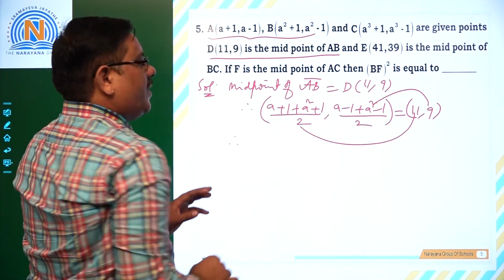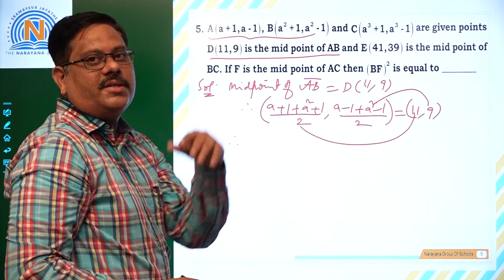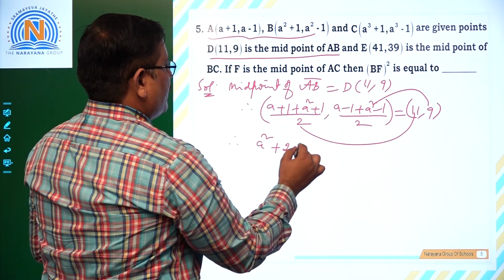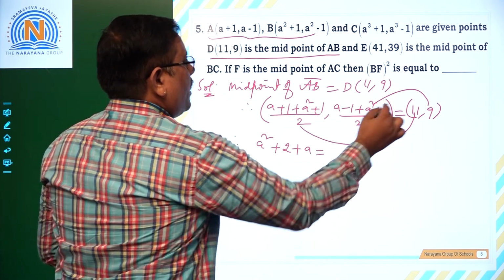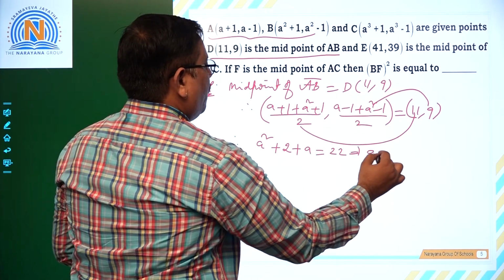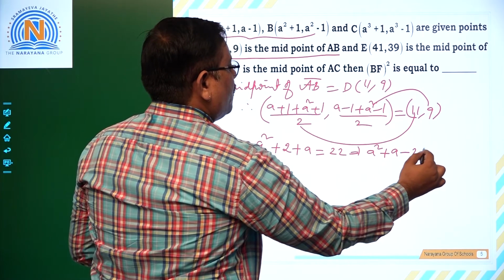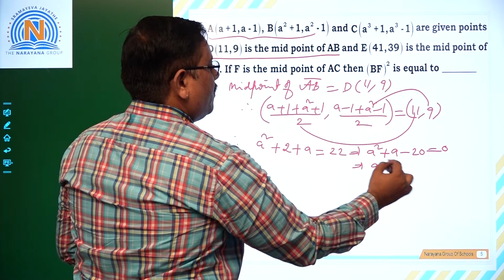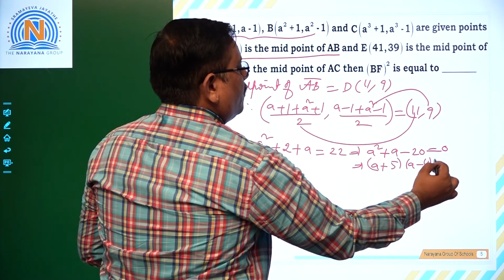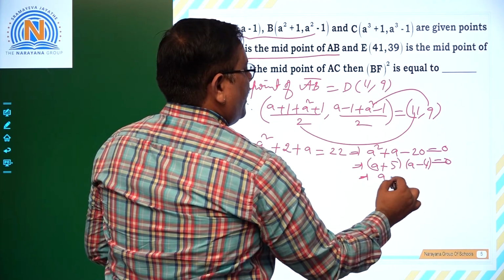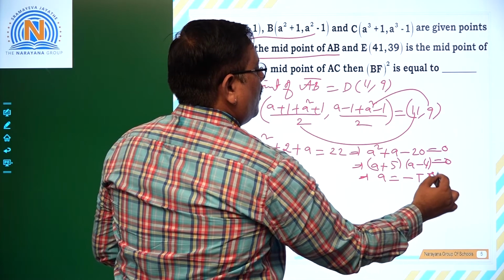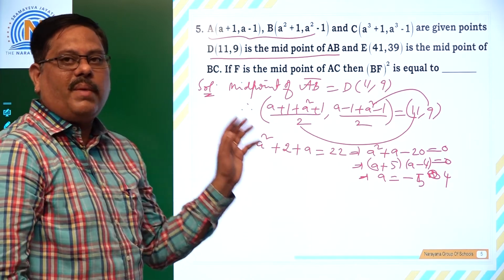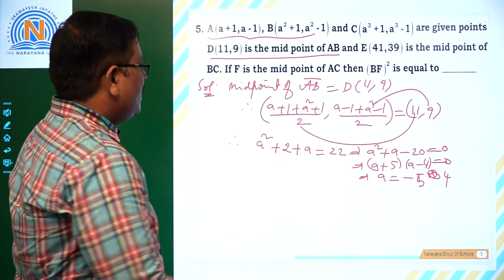Therefore, any one of them we can take because both give us the same condition. Now we have a square plus 2 plus a is equal to 2 times 1/2 of 2. So we have a square plus a minus 20 is 0. If you factorize, you will get (a plus 5)(a minus 4) is 0. It implies a can be either minus 5 or plus 4. A will take the values minus 5 or plus 4.